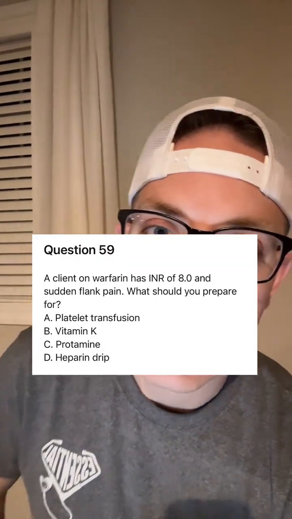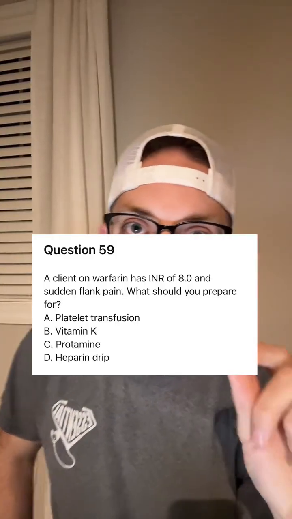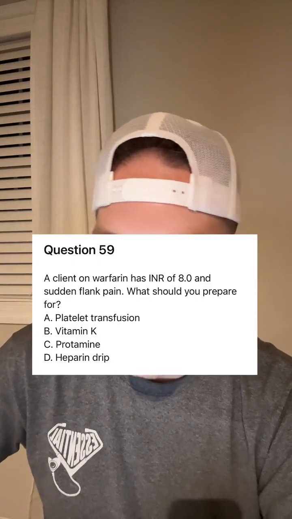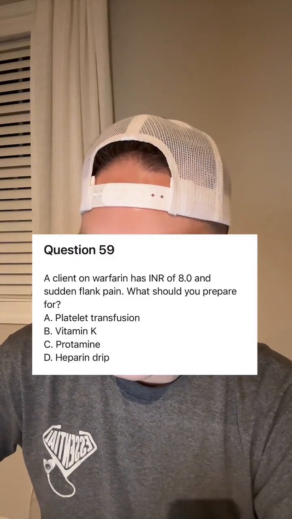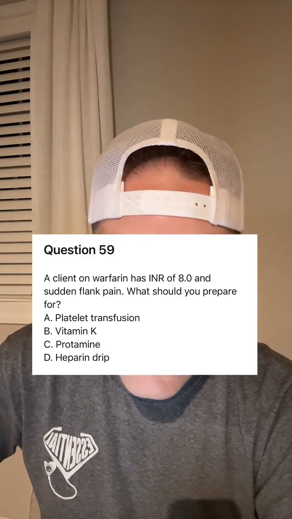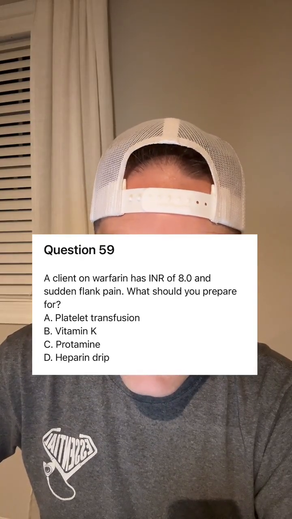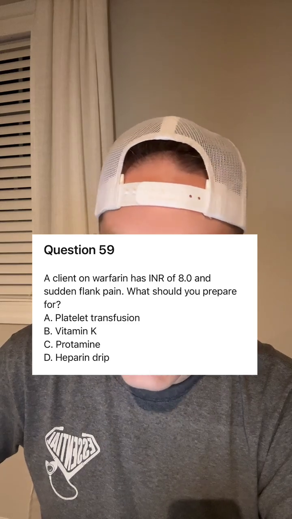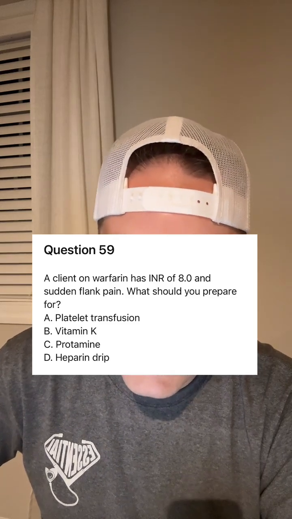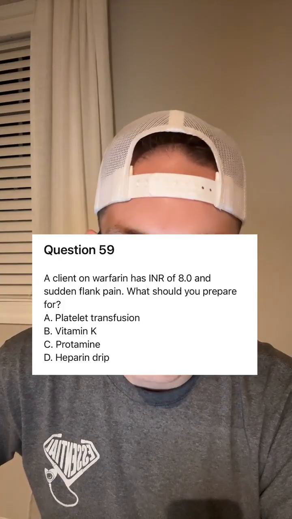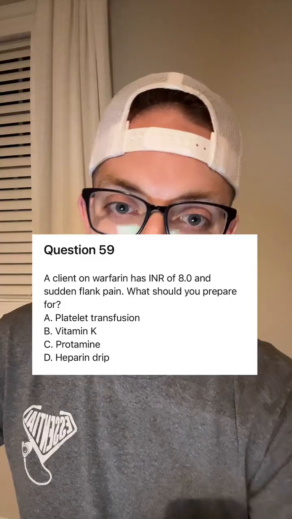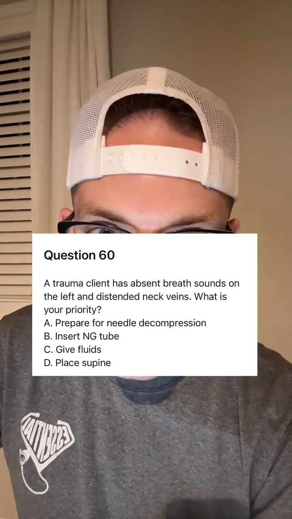59. A client on warfarin has an INR of 8 and sudden flank pain. What should you prepare for? Definitely B, vitamin K. An INR of 8 with flank pain suggests internal bleeding, likely retroperitoneal or renal. So that vitamin K reverses that. All right, last question here, guys.